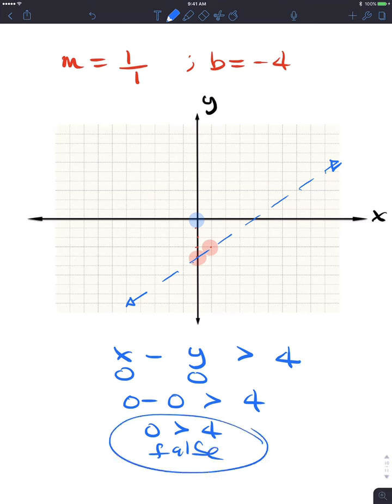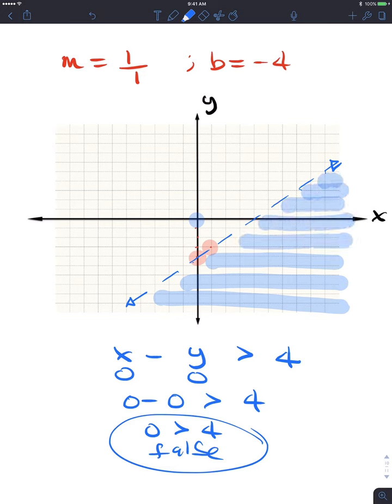What this means is we shade the region that does not include the test point. We shade the region that does not include our test point. That's the lower right region. This is our graph.